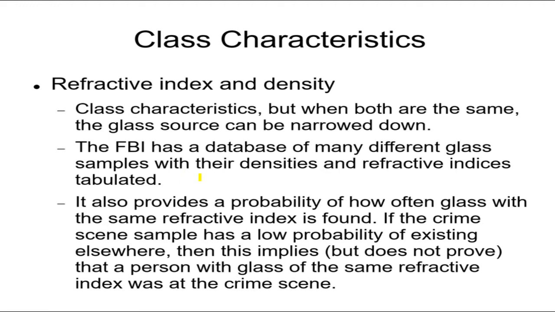And the database doesn't only relate this glass to this density and refractive index. It actually provides a probability across all the glass makers. If almost nobody makes this kind of glass, it'll give a low probability of finding this glass anywhere else, because if no one else makes it, it has more evidential value. If lots of people make this kind of glass, then there's a high probability of finding it elsewhere.